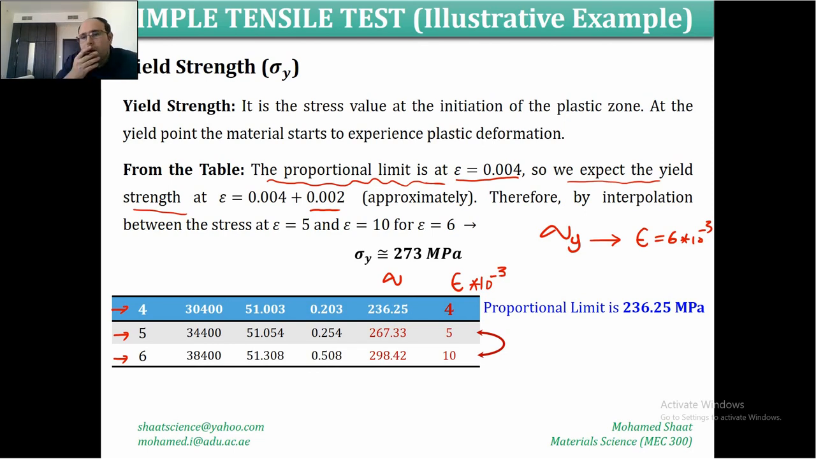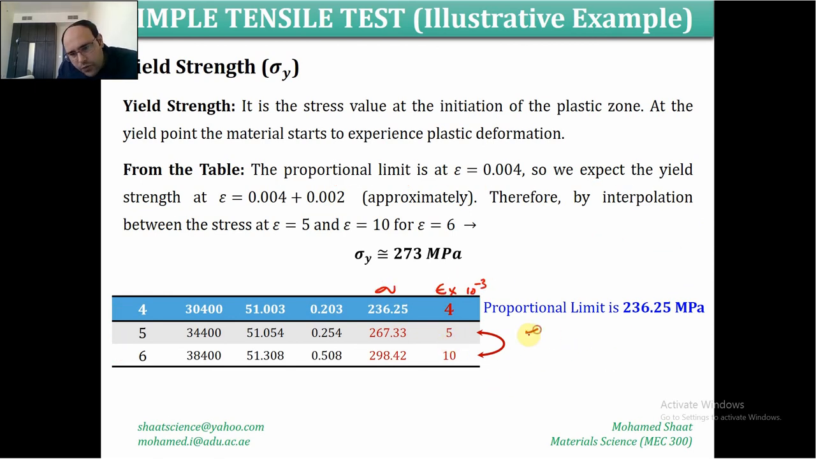Make sense? But do we have a strain equal to 6 within this table? No. We do have strains of 4, 5, and then 10. We don't have a 6 as a strain. So in that case, we have to do interpolation between the 5 and the 10 to find the stress that corresponds to the strain 6. How can we do the interpolation? It can be simply done using mathematics.